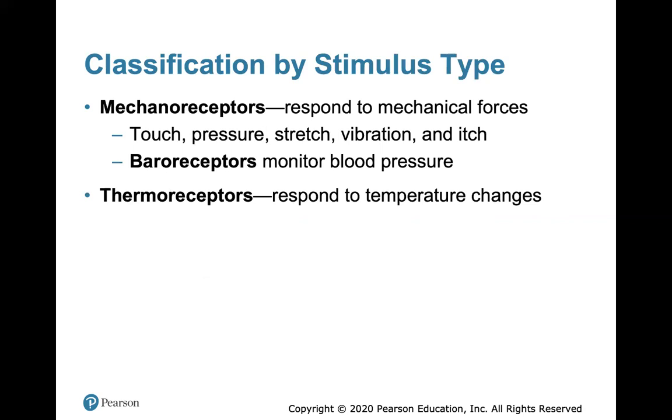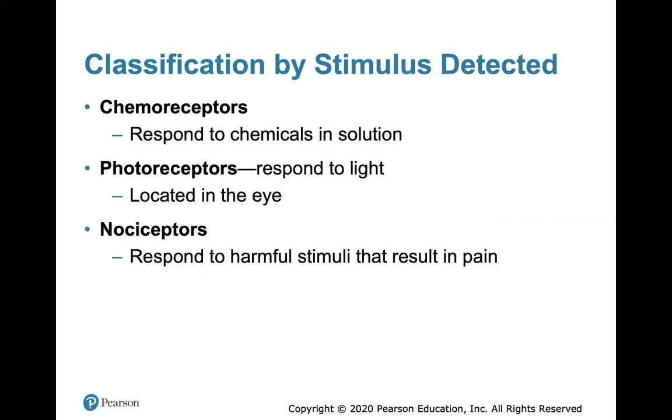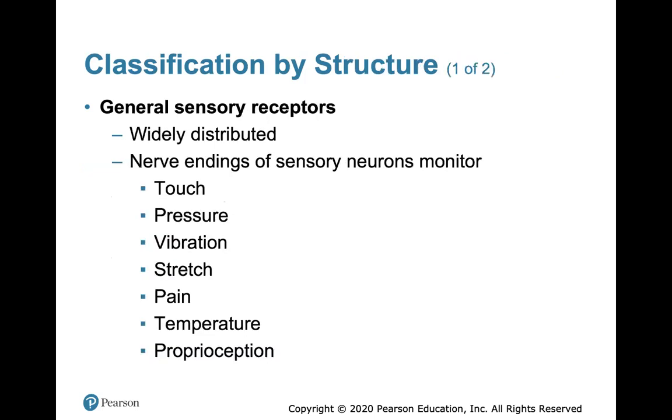Mechanoreceptors respond to mechanical forces. A baroreceptor is a special type of mechanoreceptor that monitors blood pressure, and thermoreceptors respond to temperature changes. A chemoreceptor responds to chemicals in solution. Photoreceptors respond to light. They're located in the eye. And nociceptors respond to harmful stimuli that result in pain.